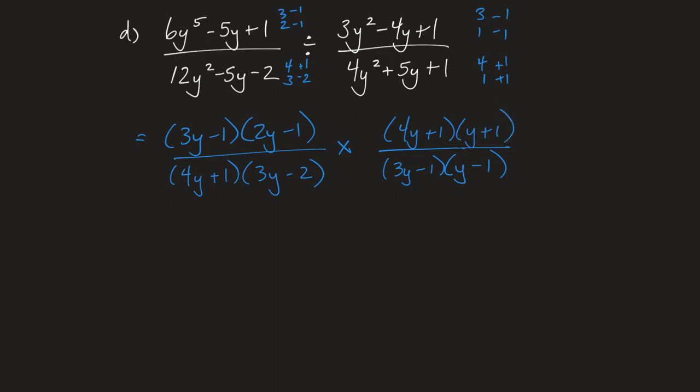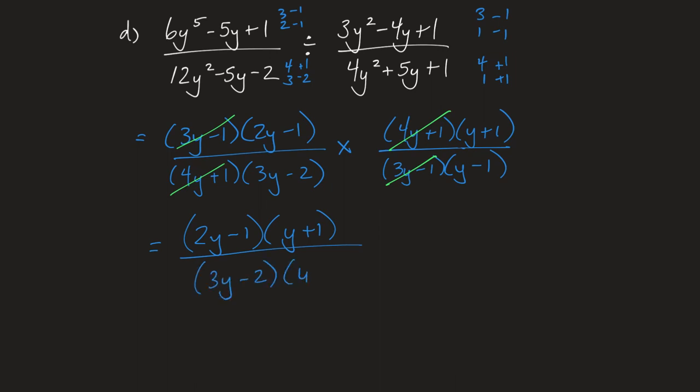Okay, I get something like that, and now I'm on the hunt to try to divide out common factors. I've got a 4y plus 1 on top and bottom. I notice I have a 3y minus 1 on top and bottom. I don't have anything else in common. I do not have to expand this because nothing is going to simplify after that, so I can leave everything in factored form. There we go.